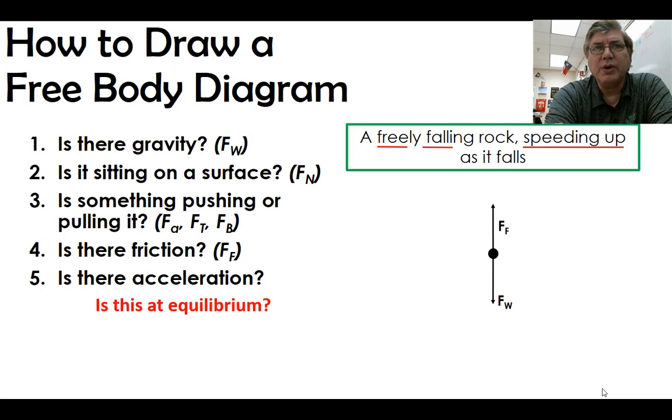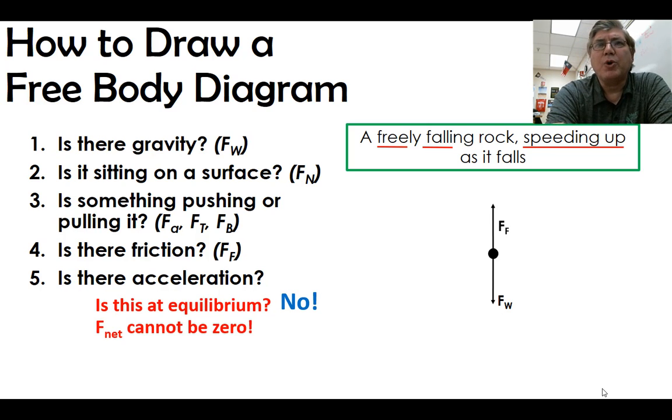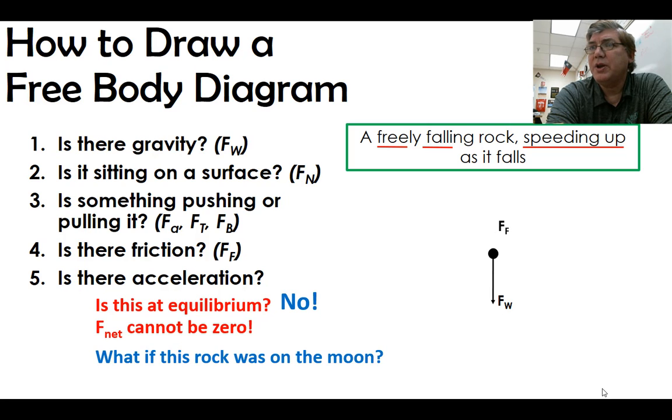So is this at equilibrium? The answer is no, it's not. It's speeding up. When something is speeding up or changing its velocity, F net cannot be equal to 0, which means one of these lines cannot cancel the other line. So we're going to shorten our friction and leave the force of weight the way it is. So the friction is not completely canceling the force of weight, leaving a net force pointing down, which is why it's speeding up as it falls. What if this rock was on the moon? In that case, there wouldn't be any air, so there'd be no friction, and we would just have it falling at whatever the acceleration due to gravity is on the moon.